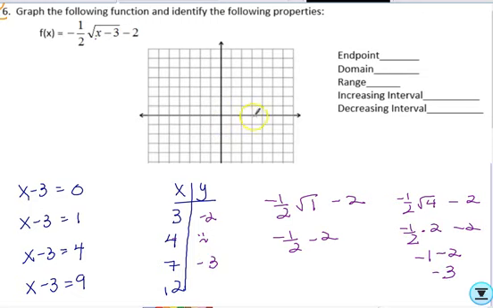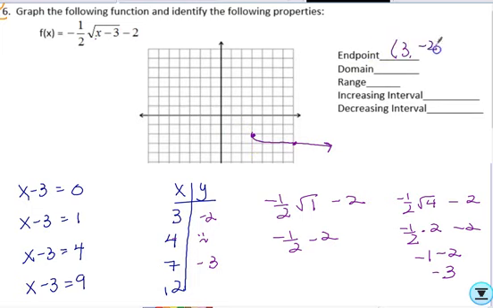So let's go. We got 3, -2, 7, -3. And I know the shape of that square root function is slightly curved, not a straight line. Don't connect the dots with a straight line. It's that slightly curved line.